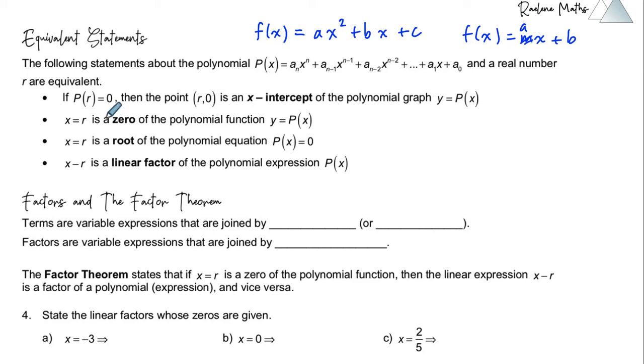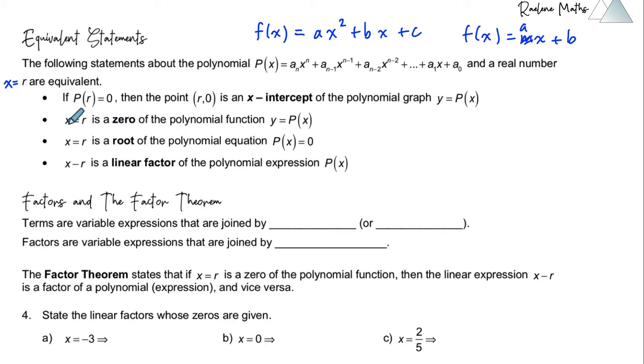So these statements are equivalent about the polynomial and a real number r. If the polynomial evaluated at this x value equal to r is equal to 0, this means that we have an x-coordinate of r and a y-coordinate of 0, and anytime y is equal to 0, we have an x-intercept of the polynomial graph.